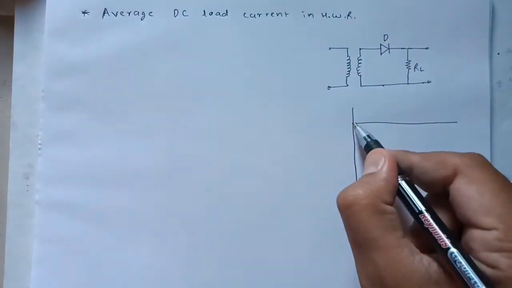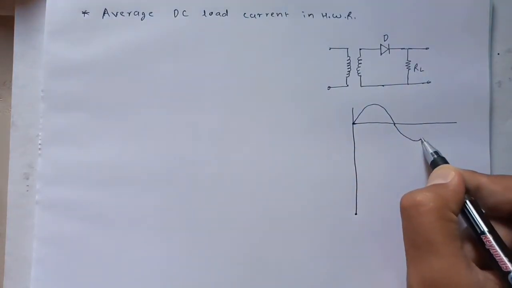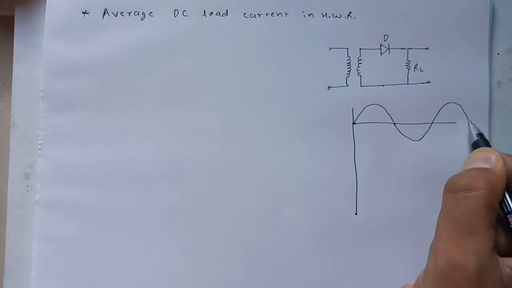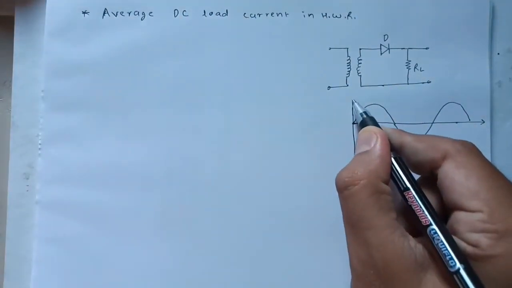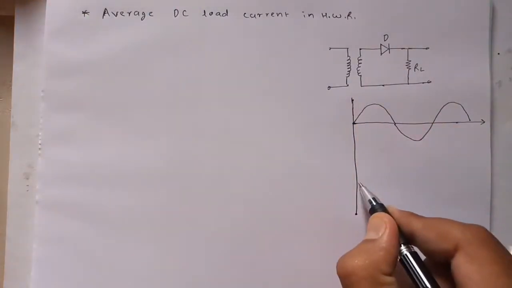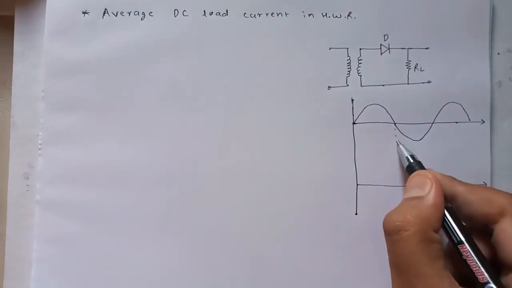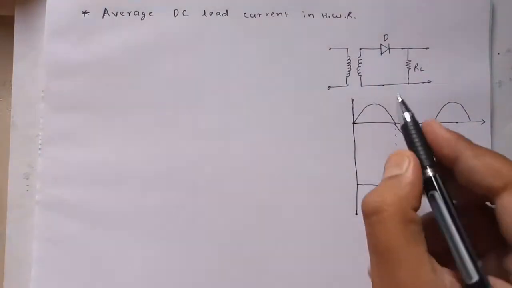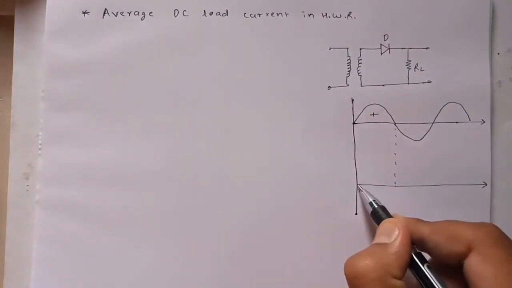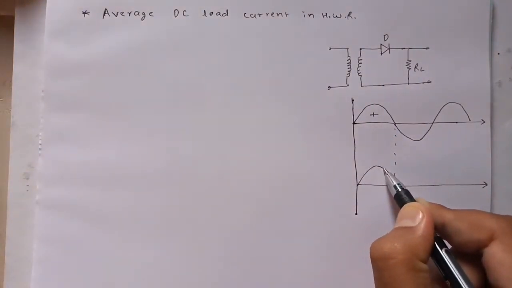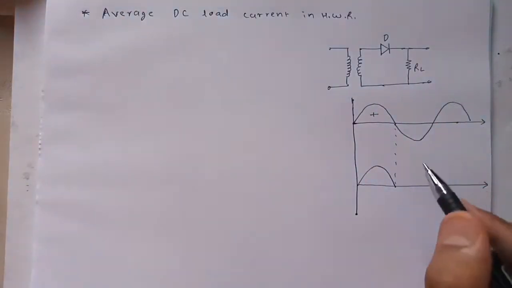We know that here the input is AC, meaning it will have positive and negative half cycles as shown. This is the waveform of the input. To this applied input, what will happen? The diode will conduct during forward bias. So when we have this positive half cycle, the diode becomes forward biased and conducts. As a result, we get this waveform at the load resistance RL.